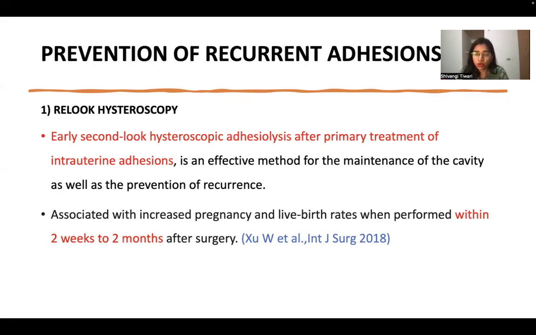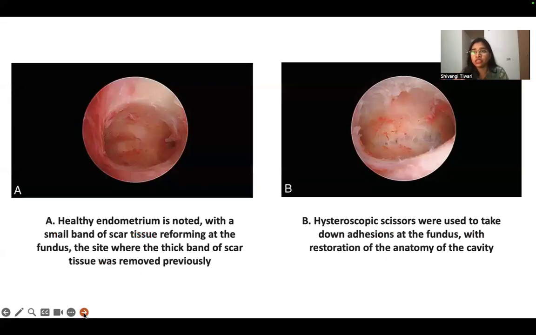तो हमने एक बार hysteroscopic adhesiolysis किया, उसके बाद early second look hysteroscopic adhesiolysis we can do. It has been shown in many studies that relook hysteroscopy is associated with increased pregnancy and live birth rates when it is performed within 2 weeks to 2 months after surgery. So within 2 weeks to 2 months हमें relook hysteroscopy करके अगर mild adhesions है that we have to remove.